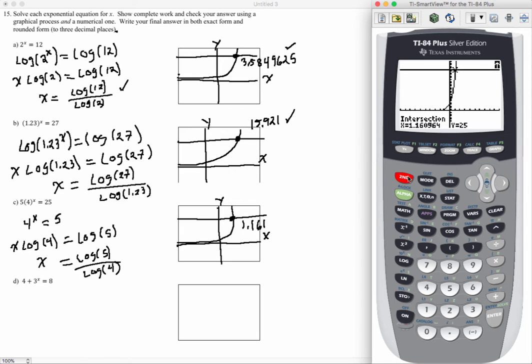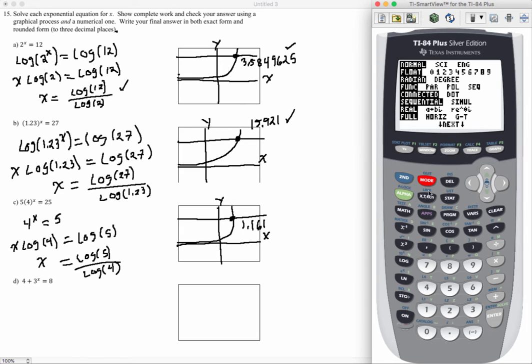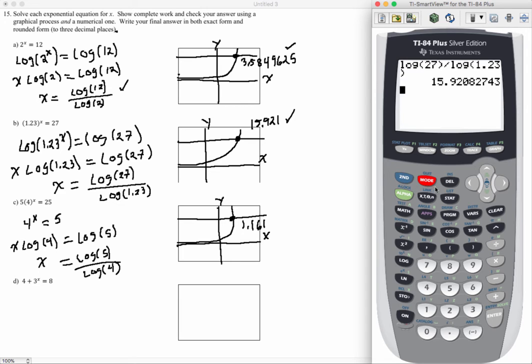Okay, so let's go second, quit, and get out of here. Try that again. Second, quit. There we go. Awesome. Okay, and so we're going to go what? Log of 5 divided by log of 4. And sure enough, we got the same numerical approximation.